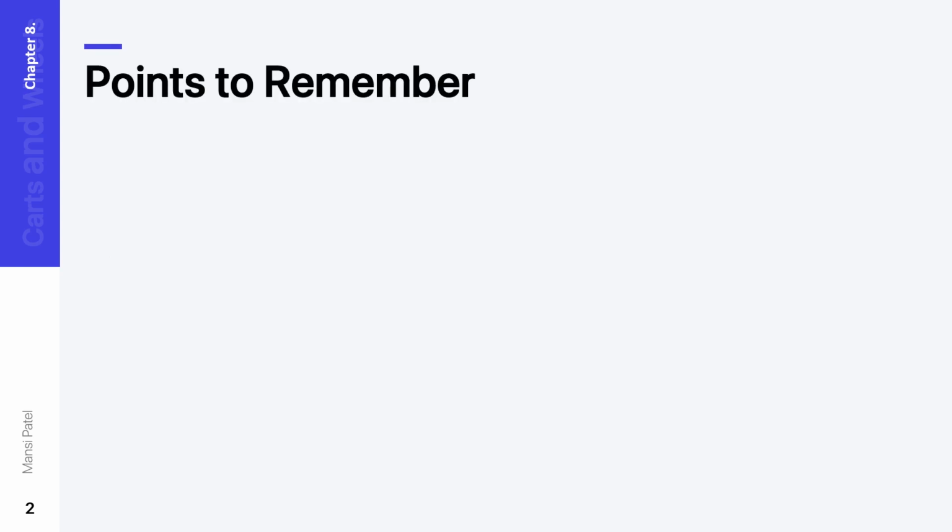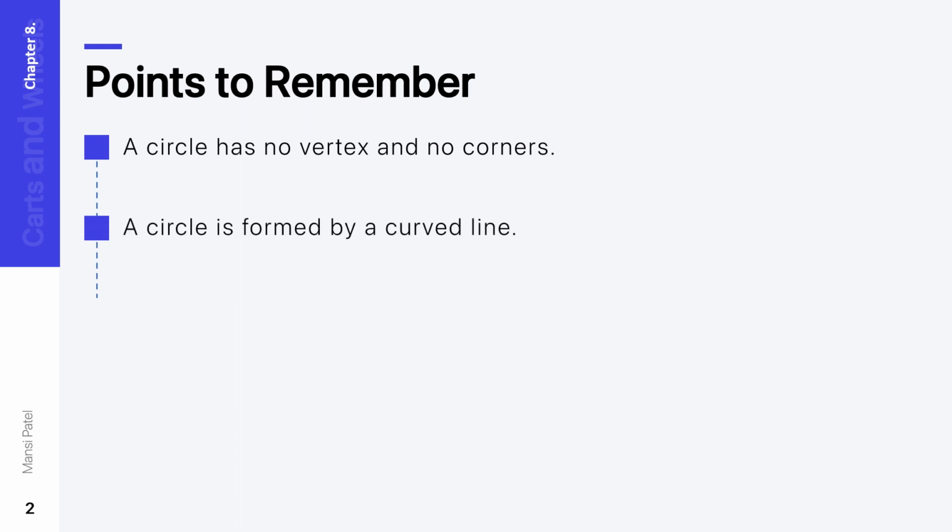First, let us revise our previous session, which is known as points to remember. The first one: a circle has no vertex and no corners. As we know already, a circle is a closed figure and it does not have any vertex or any corners. It is known as a 2D figure, that is, a two-dimensional figure. A circle is formed by a curved line.